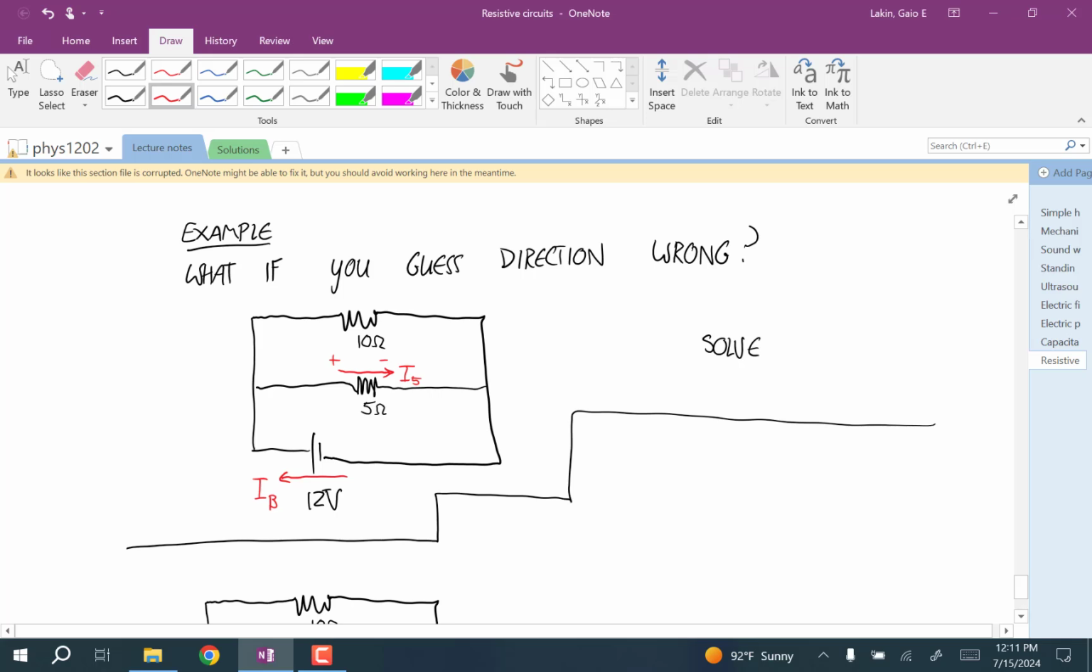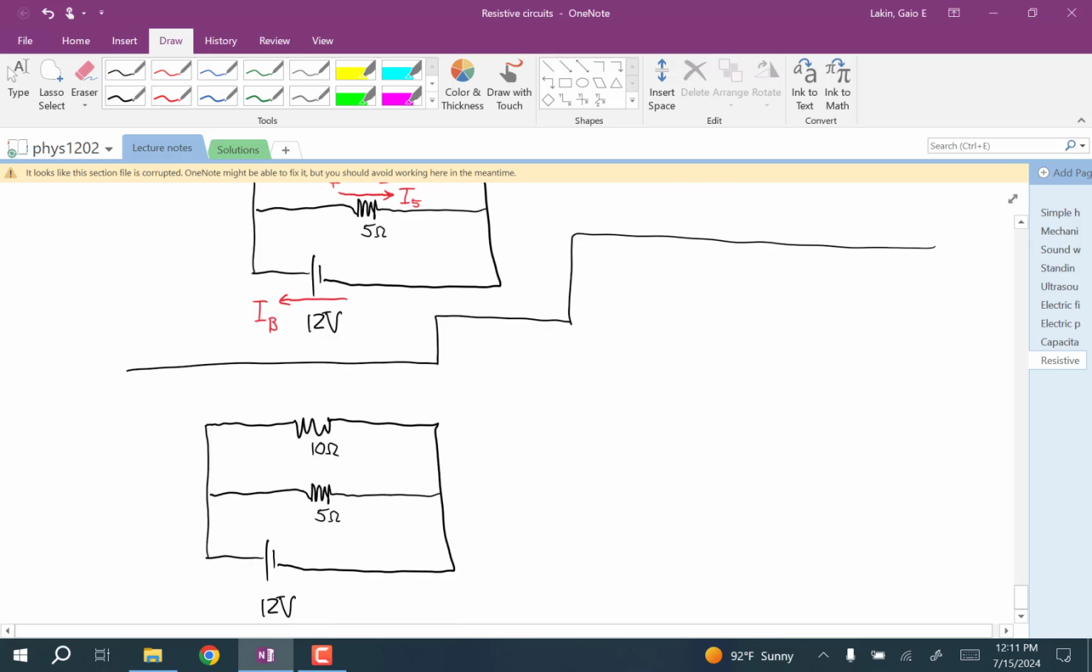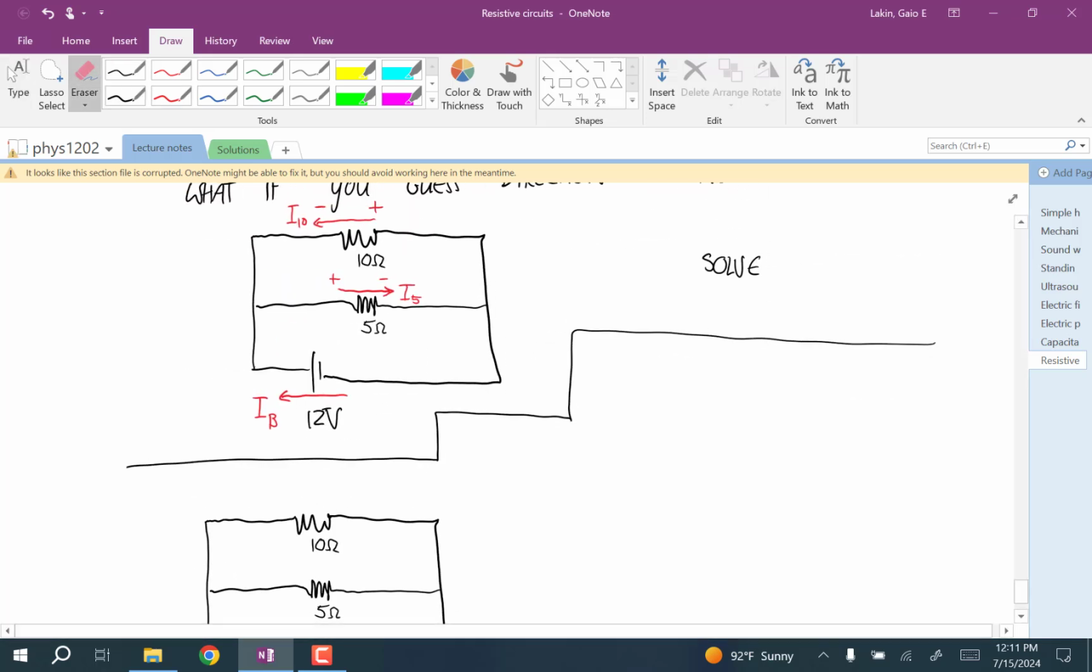But then let's say we think it's going to go that way and then back on the other one. It's not going to do that. But let's say this is our I-10. And then our polarity has to be that way. I drew those on the wrong one. Let me move those.